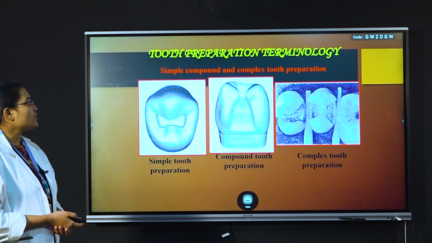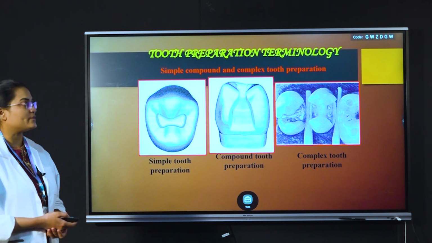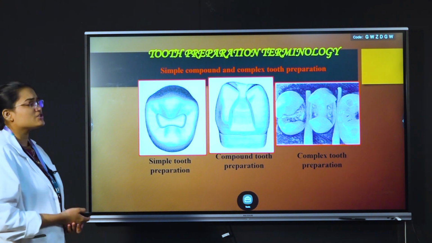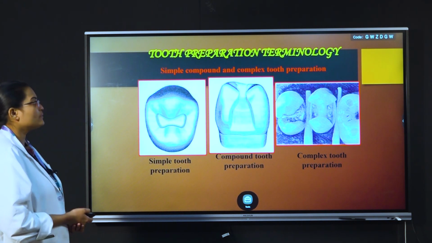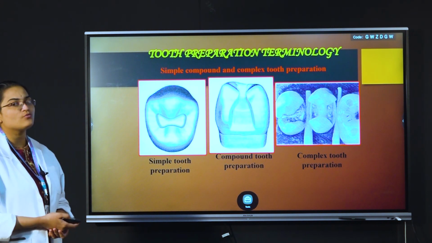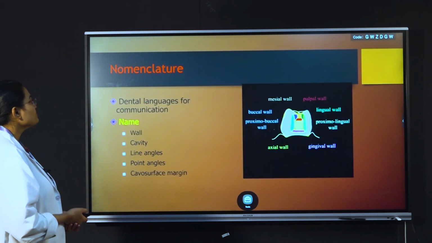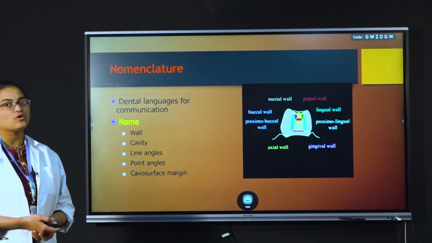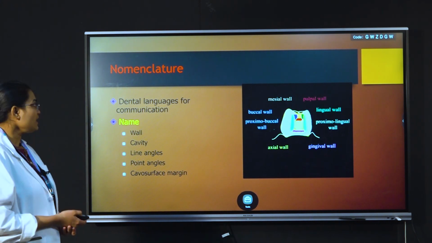Tooth preparation terminology. The first classification is simple, compound and complex tooth preparation. A simple tooth preparation involves only one surface. A compound tooth preparation involves two surfaces, and a complex tooth preparation involves more than two surfaces.